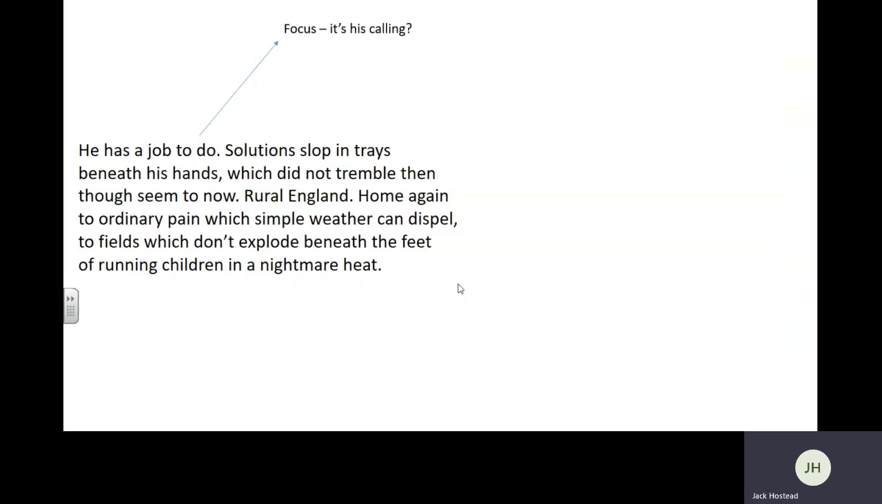Solutions slop in trays beneath his hands. We've got onomatopoeia there, slop. It's almost like you can hear the photos in this solution, but I mean, I haven't put anything on there. There's no point in us picking out certain features unless you can say something about them. If you pick out a simile and you just say it's a simile, that's not going to get you very many marks. We need to interpret that. So if you can think of an interpretation of this onomatopoeia and send that over, that'd be really great.